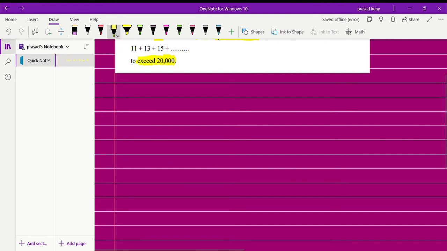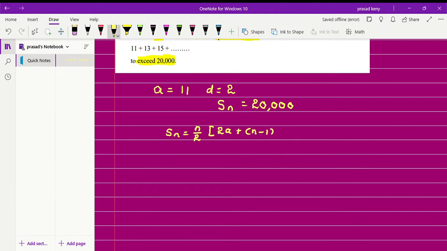Now for this particular AP, what is A? A is 11. D, the common difference, 13 minus 11, that is 2. And now what we'll do is, by taking Sn as 20,000, we'll first find out the value of n. So let us use the formula Sn is equal to n upon 2 into bracket 2a plus n minus 1 into d.